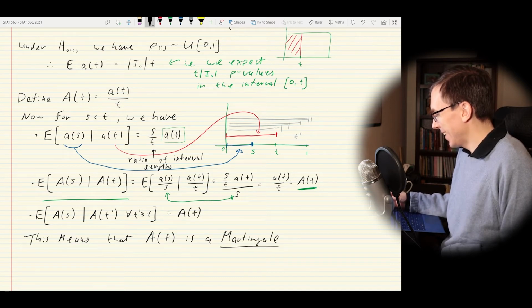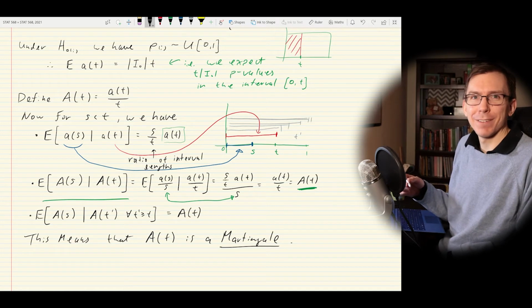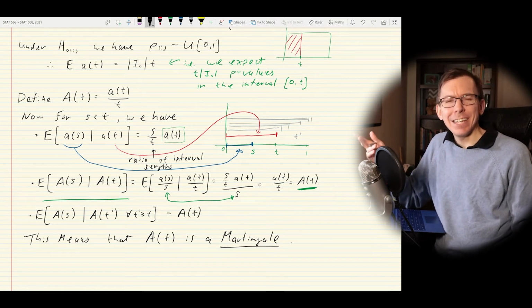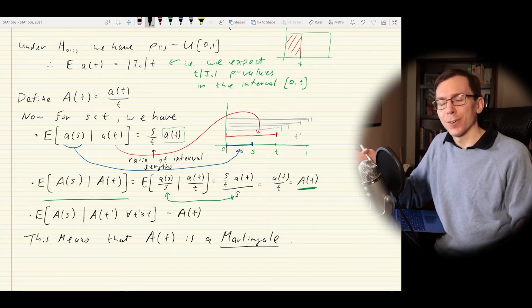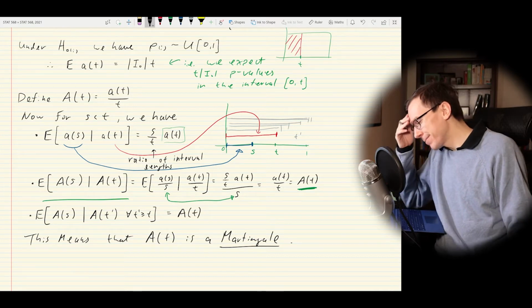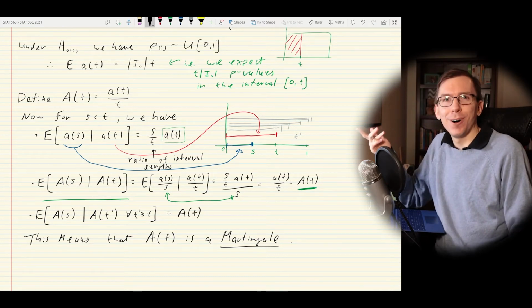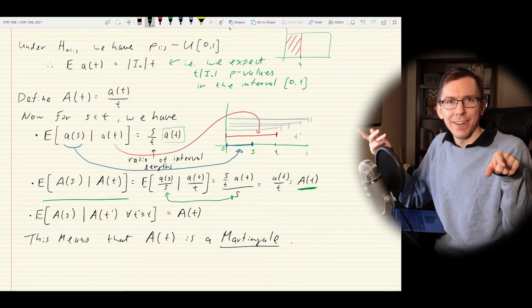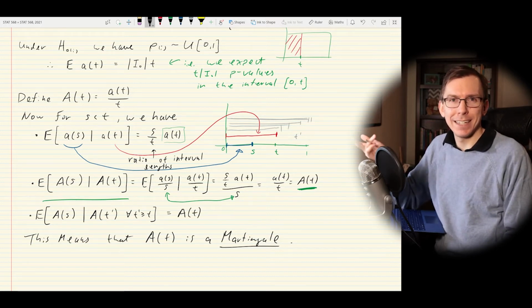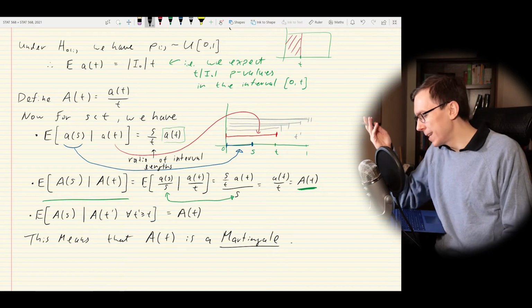So this means that AT is a martingale. Hooray, which you may or may not have ever heard of, but it's a really neat tool in probability theory. Think of it like a random walk, just a generalized version of a random walk. In this case, it's indexed by T. So typically you might have a random walk that starts at 0, and as time increases, it just kind of wiggles along, something that we would look at in, say, time series or otherwise.